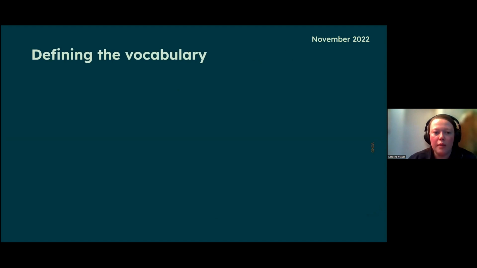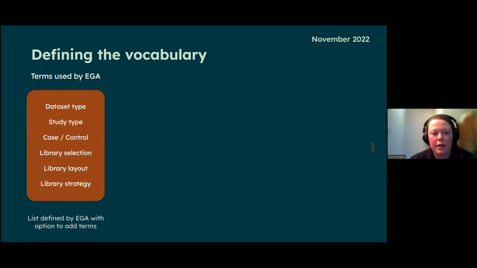So right now we are in the middle of defining the vocabulary we want to capture at GHGA. And as I said, we are a part of the federated EGA, which means EGA already has a list of terms that we can use for different properties. For example, we can use lists that describe different entities, such as the dataset type or the study type, but we can also use lists for the experimental properties such as library selection or layout. Right now we have the option to add terms, but once we have an exhaustive list, we will deprecate that option.